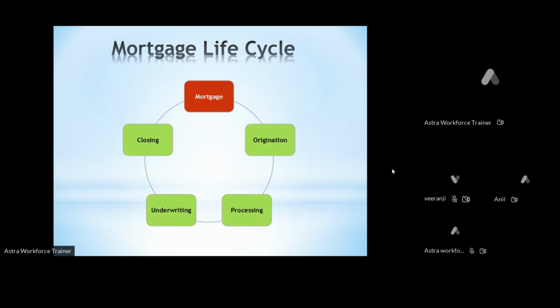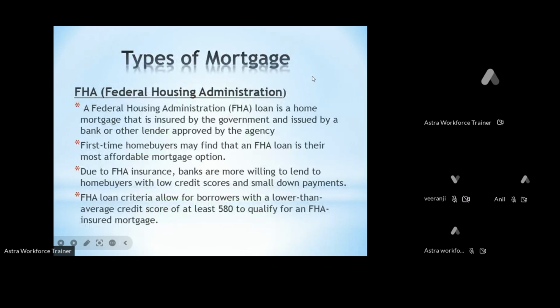Okay, thank you. Now we are going to discuss types of mortgage. There are four types of mortgage: FHA, conventional, VA, and USDA. Say it again: FHA, VA, conventional, and USDA. Okay, so FHA. Anil, can you please read it out?